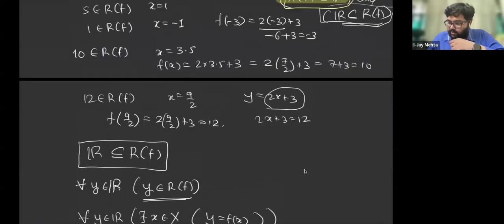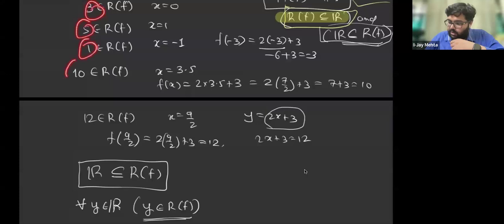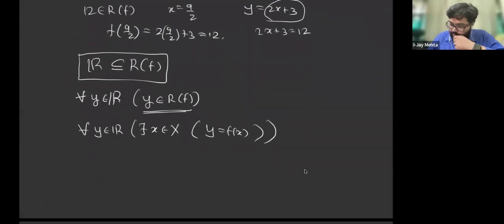We have to show this. So I gave you some y: 3, 5, 1, 10, 12. You are able to give x. Okay. Now I'll give you some y. So y belongs to R. I'm giving you y, I'm not saying what y is. Can you give me an x such that y equals f of x?